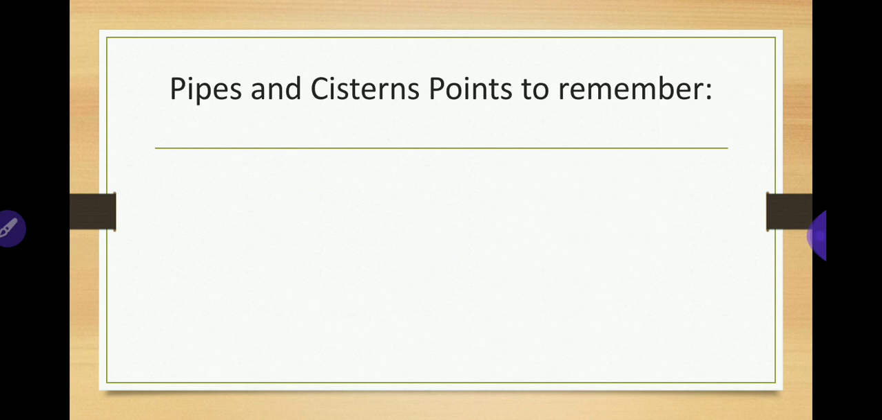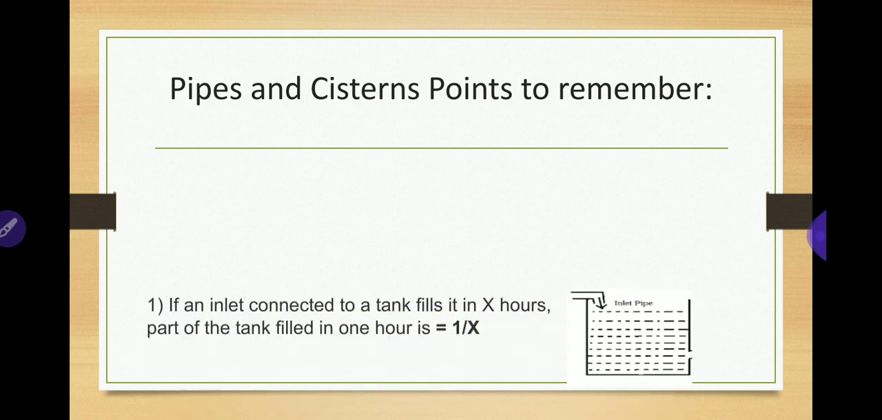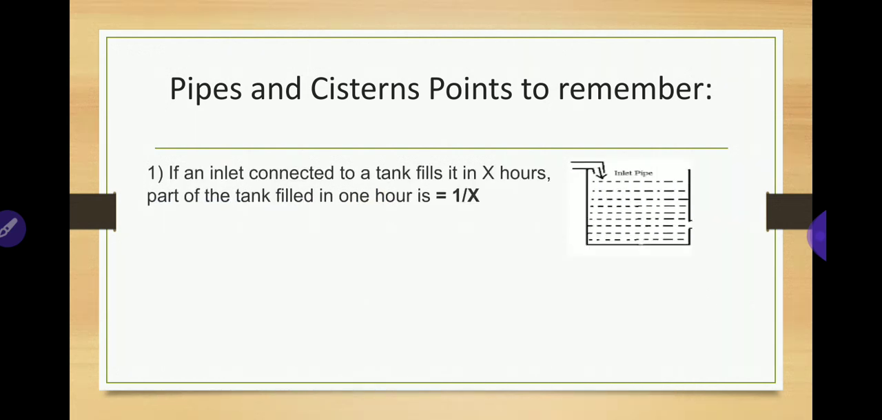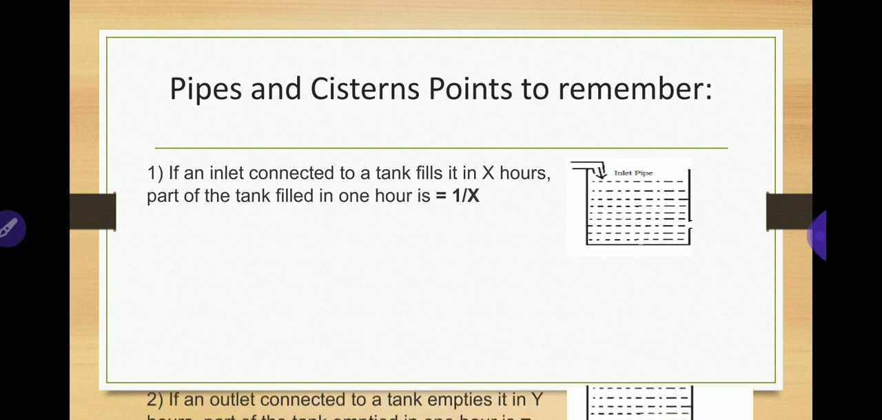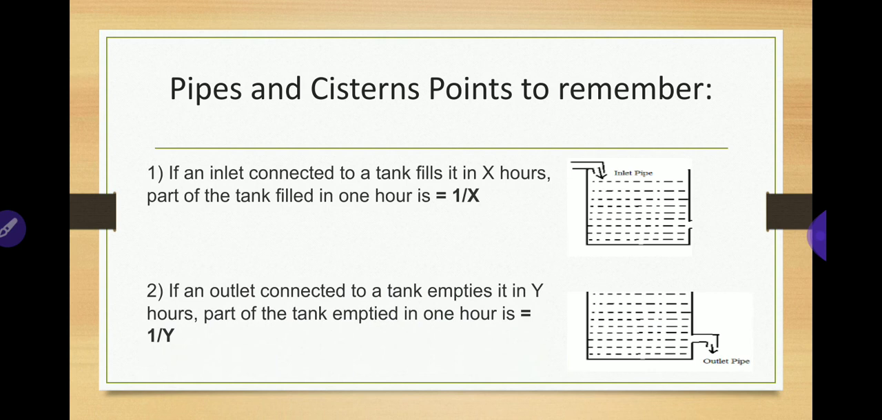The next point is some cases to be remembered in pipes and cisterns. The first case is, suppose an inlet is connected to the tank and fills it in x hours completely, then the part of the tank filled in 1 hour will be the reciprocal of it, that is 1 upon x. Similarly, if an outlet is connected to the tank and empties the tank in y hours completely, then the part of the tank emptied in 1 hour will be the reciprocal of it, that is 1 upon y.